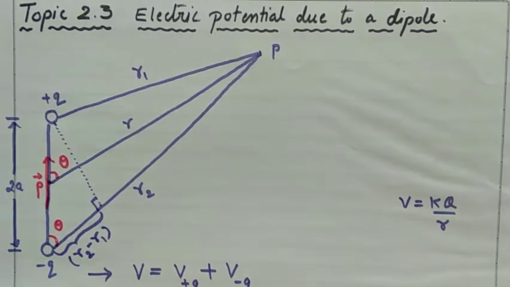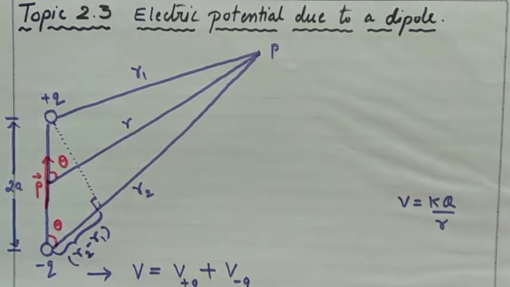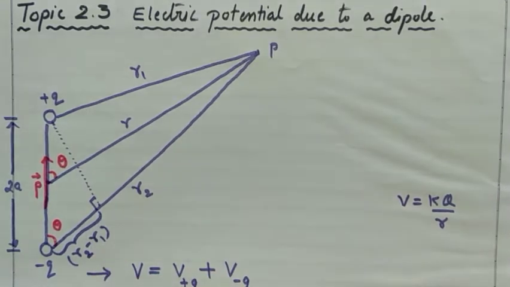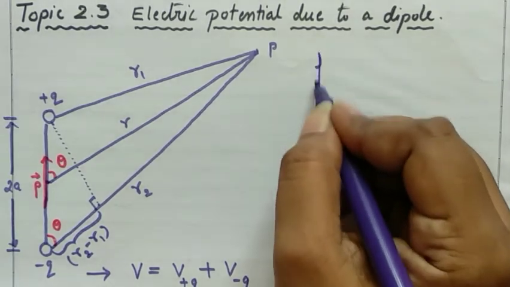Now, how will I obtain this R2 minus R1? Just see, this is a right angle triangle. So if I want this length, then I can apply the formula of cos theta. So that we'll write here.